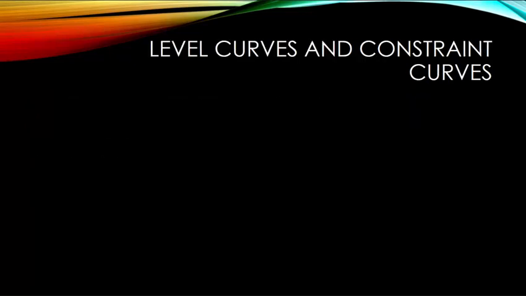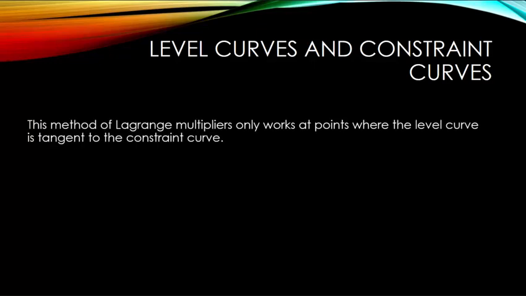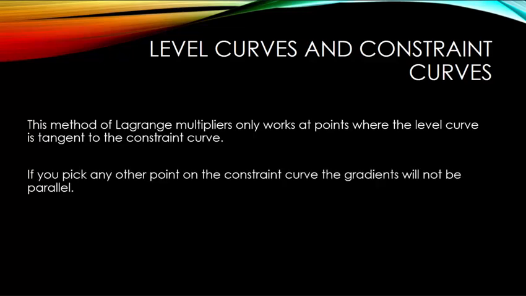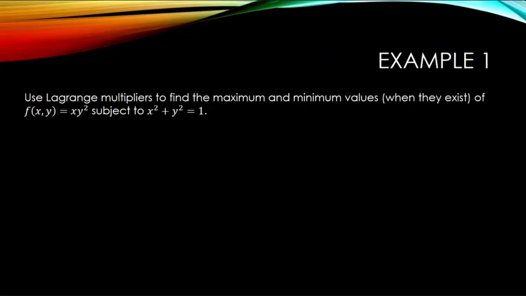So let's talk a little bit more in detail about level curves and constraint curves. The method of Lagrange multipliers only works at points where the level curve is tangent to the constraint curve. If I pick any other point on that constraint curve, the gradients will not be parallel. So let's work an example. I want to use Lagrange multipliers to find the maximum and minimum values, when they exist, of the function f(x,y) = xy squared, subject to the constraint x squared plus y squared equals 1.